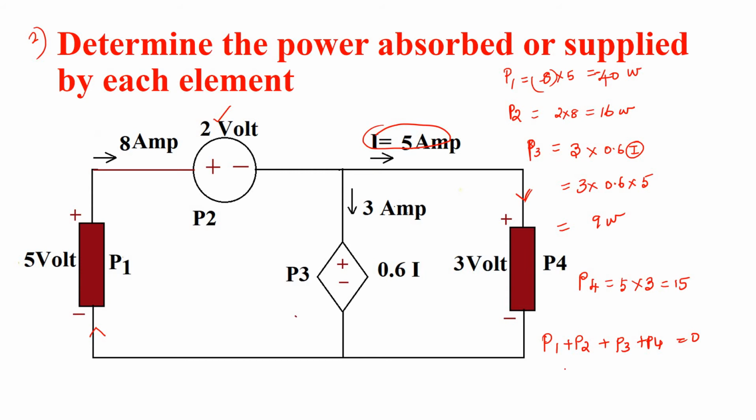What is the value of P1? Minus 40. P2 is 16. P3 is 9. P4 is 15. So the value is 25 plus 15, 40 minus 40, that is equal to 0.